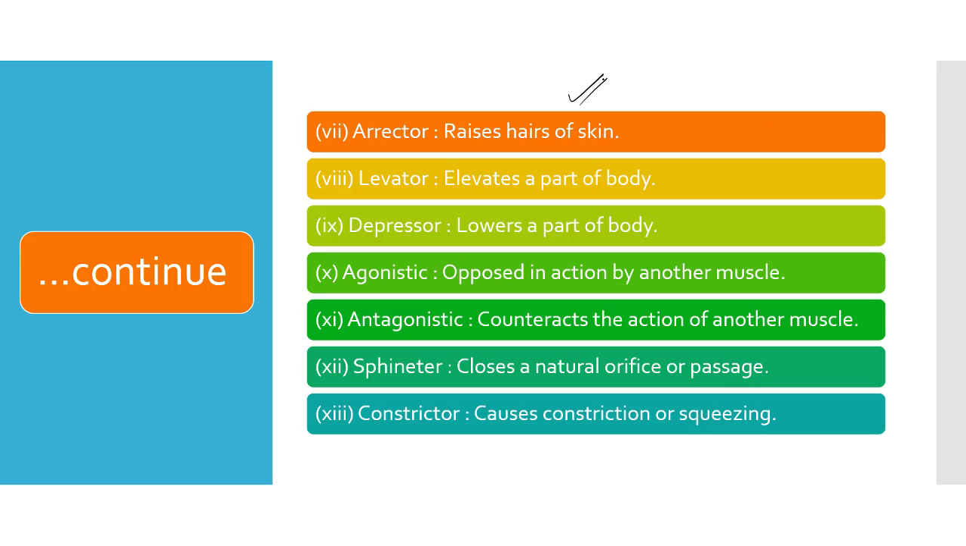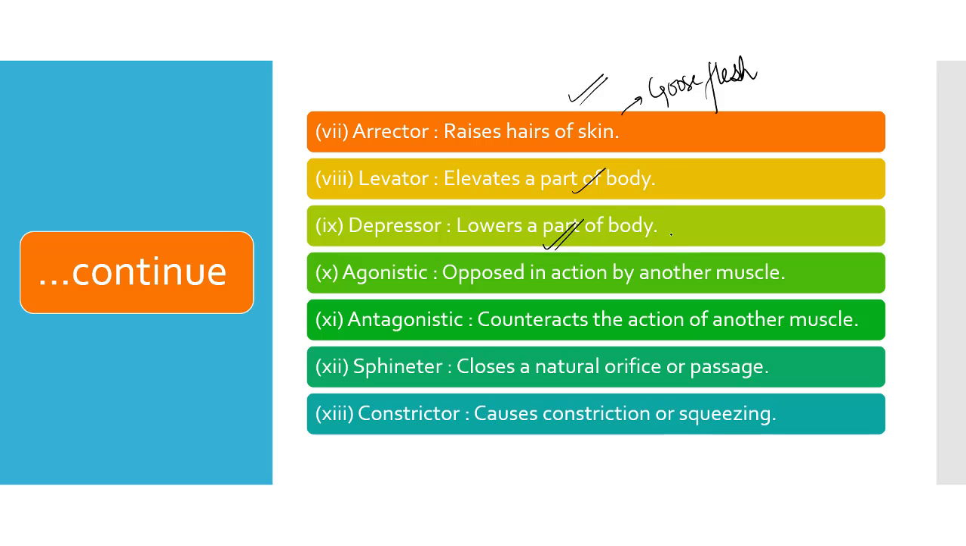Erector. It helps to raise the hairs of skin. Goose flesh. Elevator, which elevates the part of the body. Depressor, which lowers the part of the body. So elevator is which elevates the part of the body. Depressor, which depresses the part of the body.